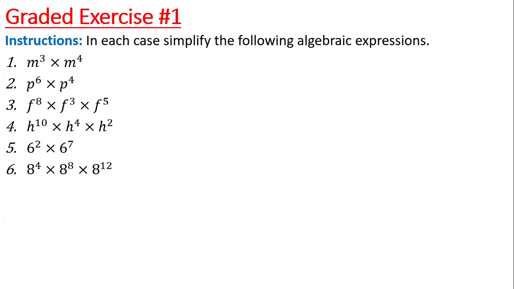All right, for number one, please answer this inside of your book. For number one, we have m to the third power times n to the fourth. For number two, we have p to the sixth times p to the fourth. For number three, we have f to the eighth times f to the third times f to the fifth. For number four, we have h to the 10, h to the fourth, and h to the second, all multiplied by each other. For number five, we have 6 squared times 6 to the 7th power. And for number 6, we have 8 to the 4th power times 8 to the 8th power times 8 to the 12th power. Once you finish with this, take a picture of your work and send it to me via WhatsApp, and then we're going to go over it together.